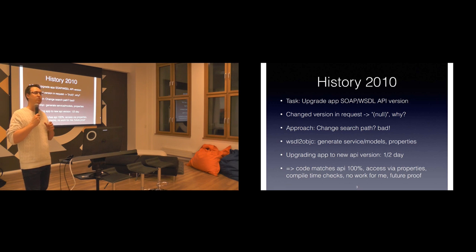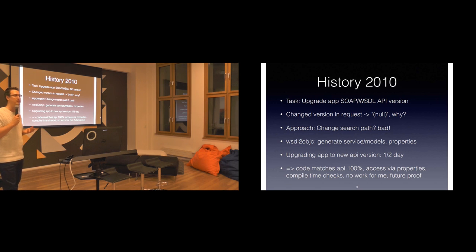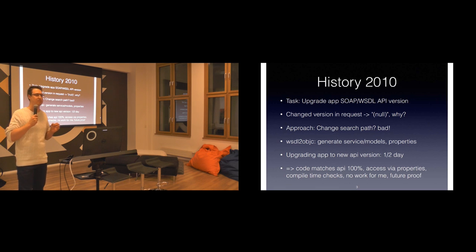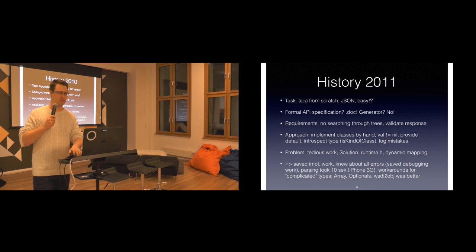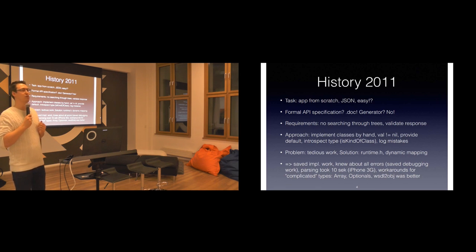If something will change in the future and I need to regenerate the code for a new API version, then I will get a compile error at every place where something doesn't match up anymore. So this is very convenient and very future-proof, and I like this approach really a lot. And I thought, oh, web services are cool. They're easy. They will always work like this.